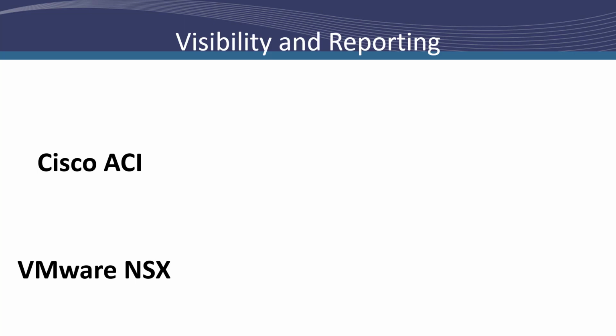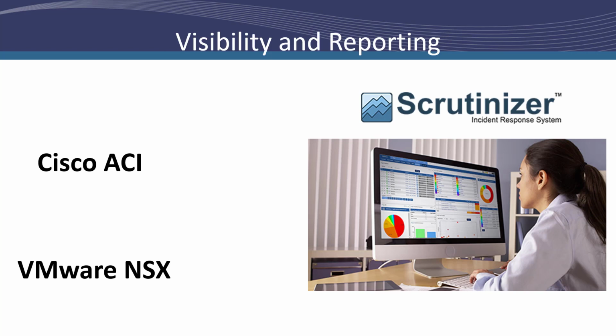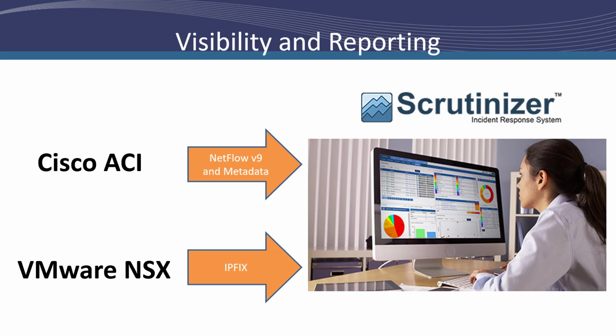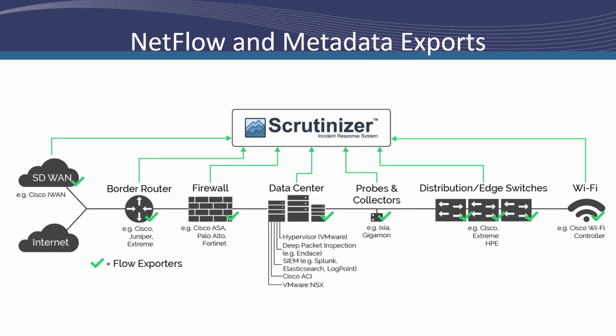But they also both export data to third-party visibility and reporting systems like Scrutinizer from Plixer. ACI exports NetFlow version 9 as well as some additional metadata, and NSX exports IPFIX. Now this is really important because the full extent of traffic flows extend from the user across the Wi-Fi network into the wired edge and distribution closets before they get to the software-defined data center and cloud. You need to be able to associate all of the flow data together as it traverses the entire network to gain true end-to-end visibility. Scrutinizer from Plixer can consume telemetry from across the entire network, including ACI and NSX software-defined data centers, all the way out into the public cloud, stitching it all together for rich data context and true end-to-end visibility and reporting.